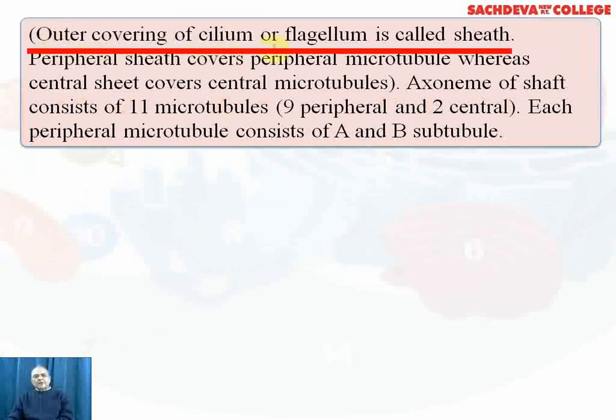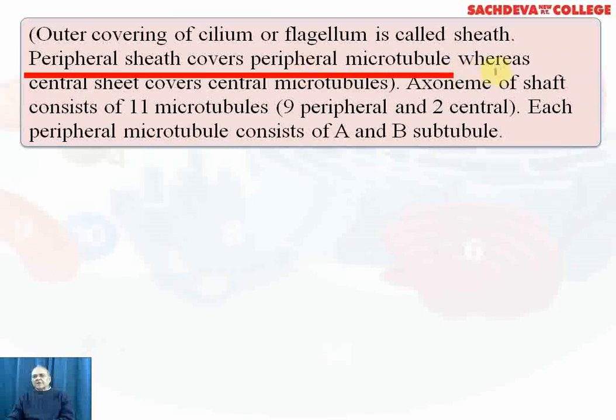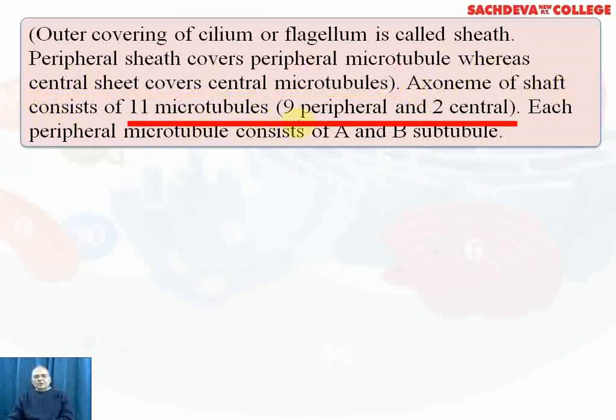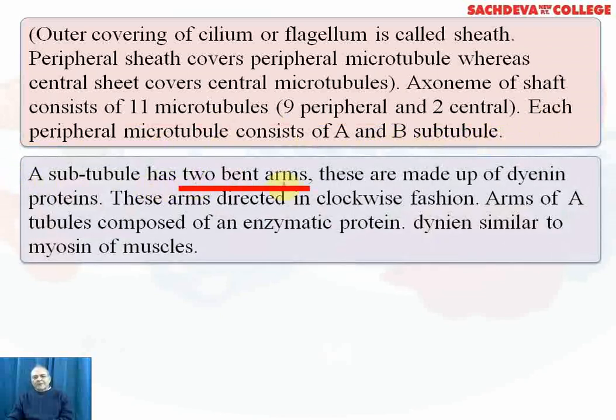The outer covering of cilium or flagellum is called sheath. Peripheral sheath covers the peripheral microtubules, whereas central sheath covers the central microtubules. Axoneme of shaft consists of 11 microtubules, where you have 9 peripheral and 2 central. Each peripheral microtubule consists of A and B subtubules. A subtubule has 2 bent arms. These are made up of dynein proteins. These arms are directed in a clockwise direction.